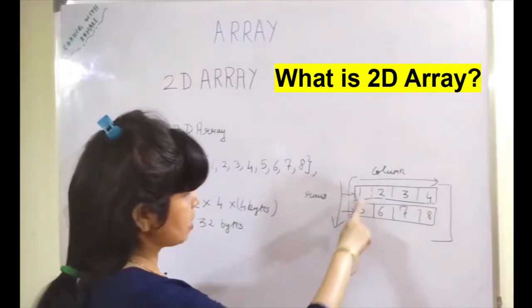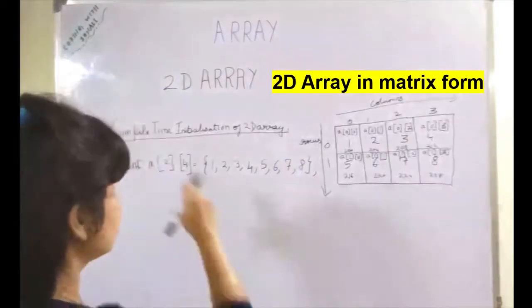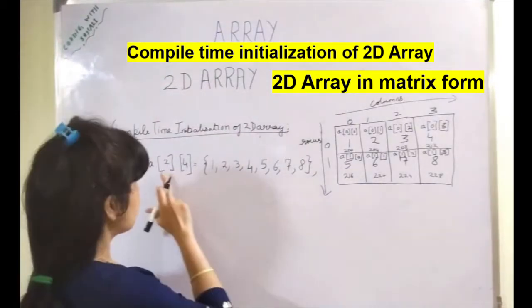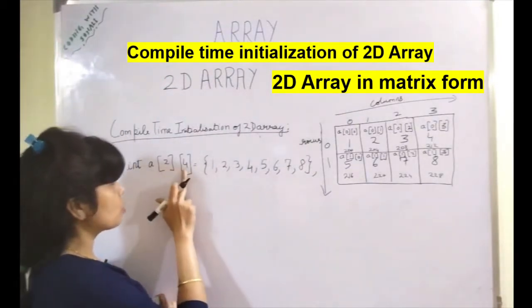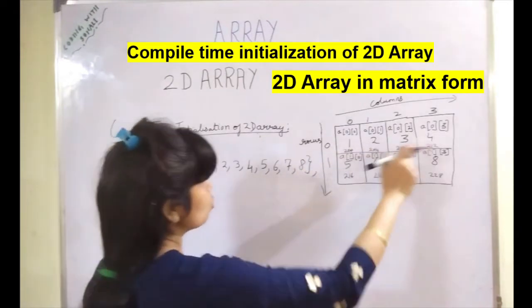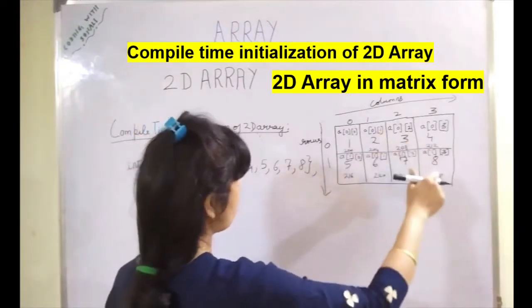Now if you represent this 2D array in matrix form, this is the compile time initialization of the 2D array. As I told you, this 2 represents the number of rows and 4 represents the number of columns, right? Therefore you can see 2 rows and 4 columns.